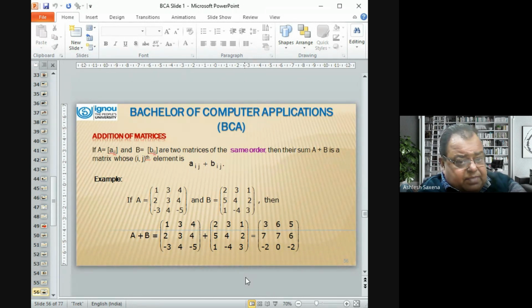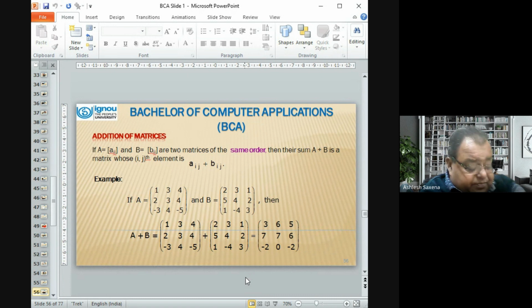If we take up an example, A is equal to 1, 3, 4, 2, 3, 4, -3, 4, -5 and B is 2, 3, 1, 5, 4, 2, 1, -4, 3. You are asked to calculate A plus B. For A plus B, you have to first of all see what is the order of these two matrices. Matrix A has 3 rows, 3 columns. That means it is a 3 by 3 matrix. And matrix B again has 3 rows and 3 columns. That means it is a 3 by 3 matrix.